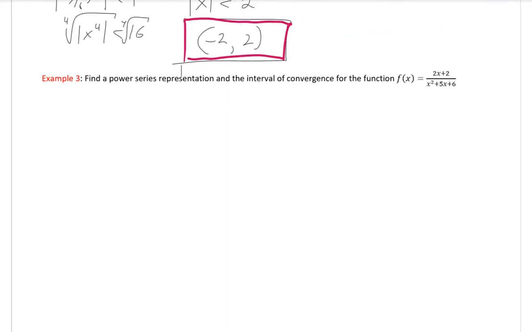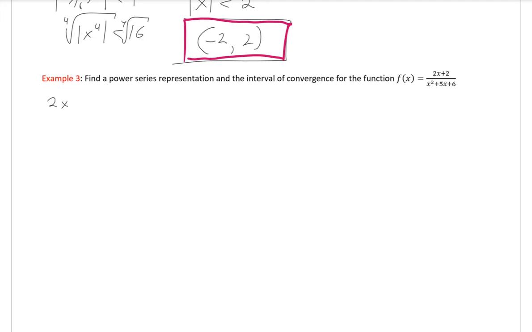Find the power series representation and interval of convergence for the function (2x plus 2) over (x squared plus 5x plus 6). Whew, okay, well that doesn't exactly look like what we want. It looks more complicated on the bottom. There's 3 terms. We're typically used to just 1. However, there's a really nice way of dealing with this. There's technically a couple, but this is probably the best way.